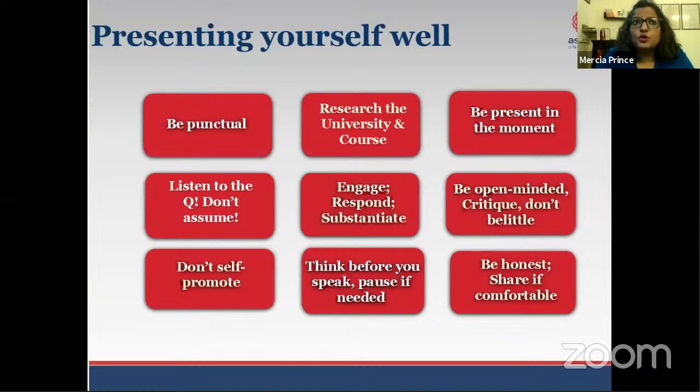Also be open-minded. In an Ashoka interview, you're allowed to critique, you're allowed to disagree, you're allowed to say that you have a differing view, but you're not allowed to belittle.